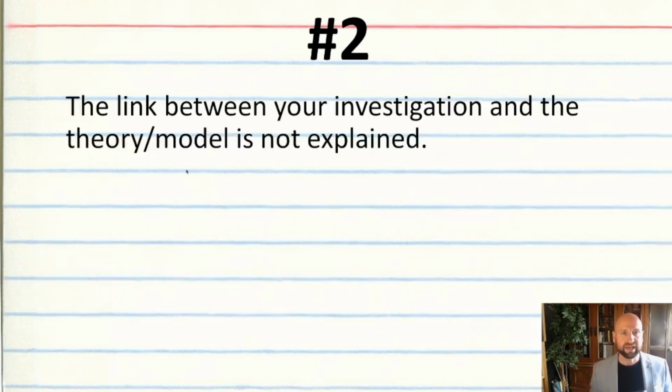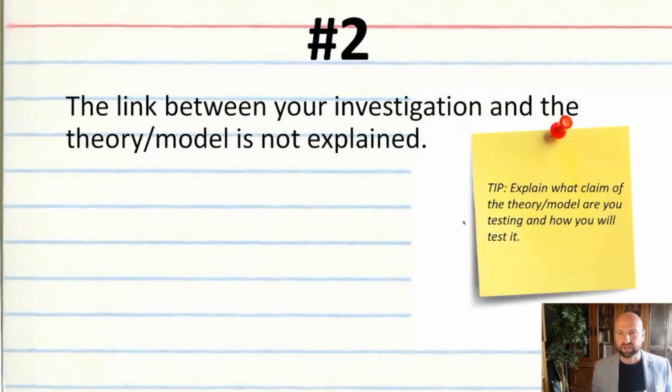All right, number 2, the link between your investigation and the theory or model is not explained. Now, I would even suggest to use the word link and even investigation in your explanation. So highlight really that you're hitting all the requirements for the introduction. Now, in order to explain the link, what does that really mean? Well, one way to do this would be to explain what claim of the theory or model are you testing and how will you test it.